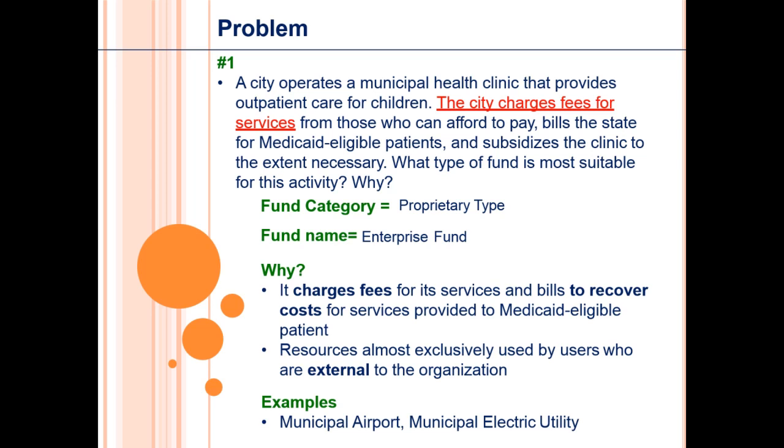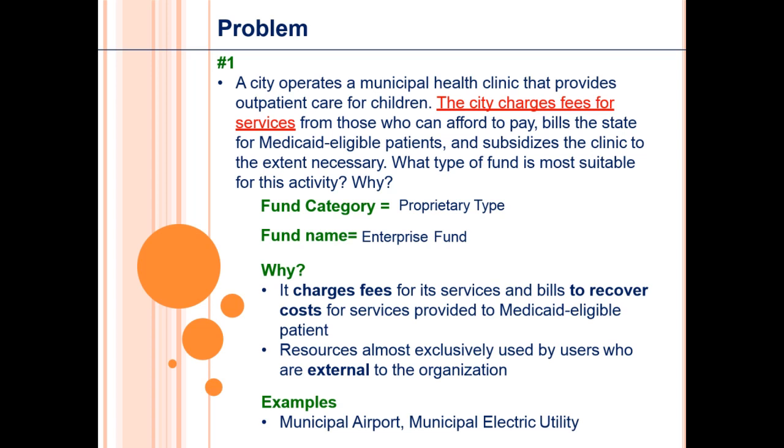So one of the very first things you should notice is this particular transaction is a proprietary type fund. So you should be able to pick that out because they are charging a fee for service. And that lets us know that this is more than likely a proprietary type. Specifically, now we have to say who's the primary customer after we discover that it's a proprietary type, because remember there are two that fall in that category. It is the enterprise fund or internal service fund.